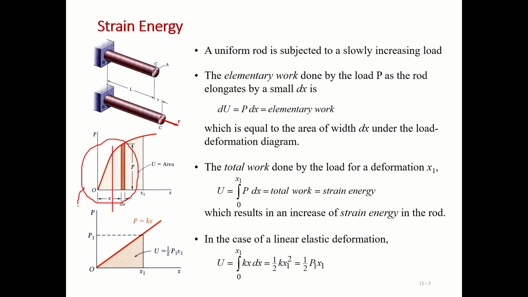If we zoom out this area, it will be like this. So this is the load on the y-axis, displacement on the x-axis. So for any small portion, the work done will be equal to the area under the curve, which is 1 over 2 P1 x1. So this is basically the area of the triangle, 1 over 2 of the base multiplied by the height.